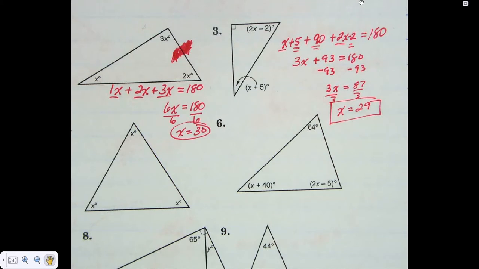Number 4 looks like something you can do, doesn't it? 5 looks like, what do you know all of them have to be? 60. Is 6 just like the one I just did on 3, except that what is your equation going to be on 6? X plus 40 plus 64 plus 2x minus 5 equals? 180. Very good. So I'm going to go to 7. Let that be the next one we do.